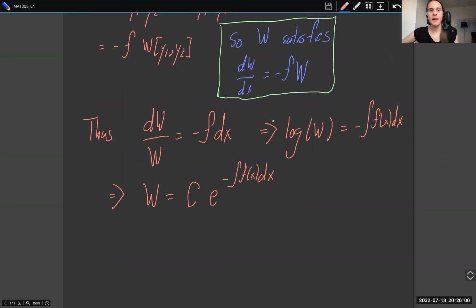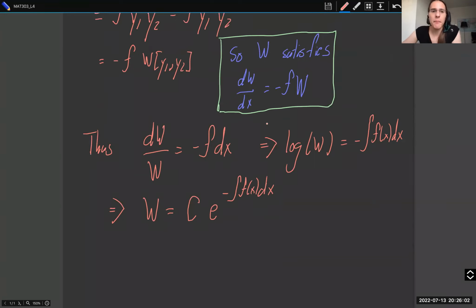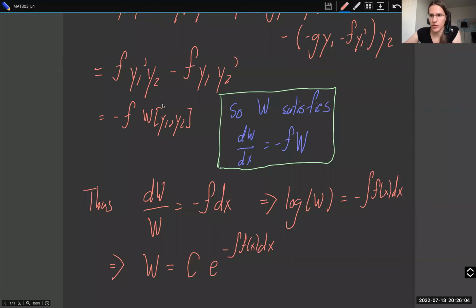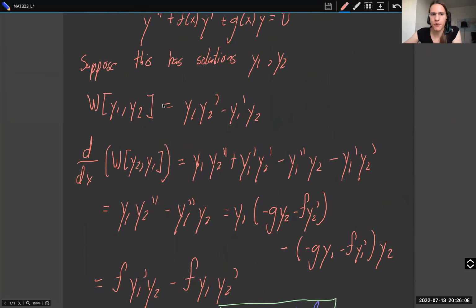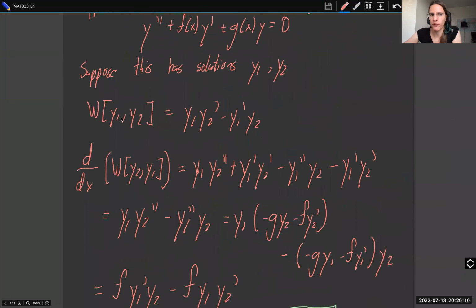Okay, so let's think about what this means. Remember that y1 and y2 were two arbitrary functions, right? Well, what happens, for example, if I change the order of y1 and y2? If I swap them, then what happens to the Wronskian? It would be multiplied by -1. Yeah, so it changes sign.